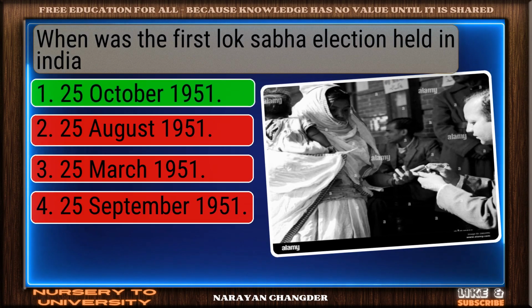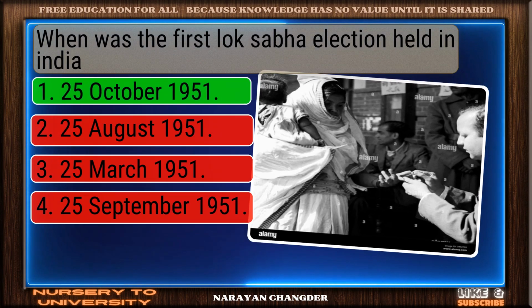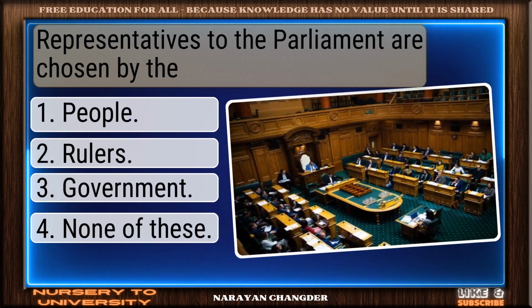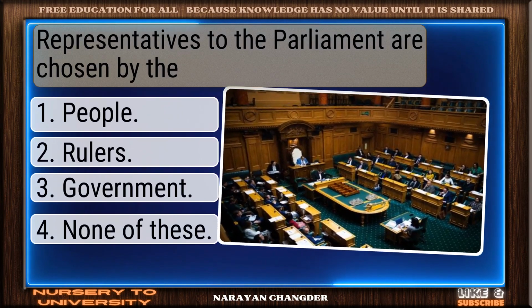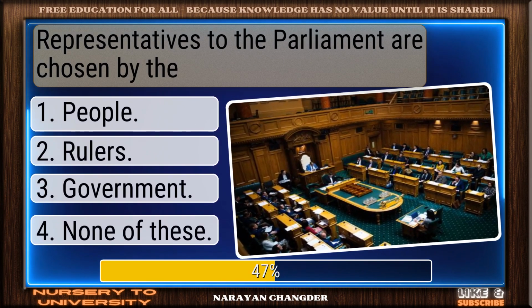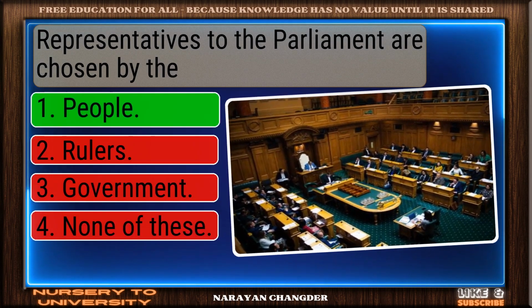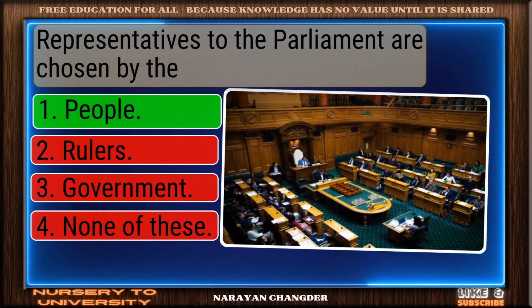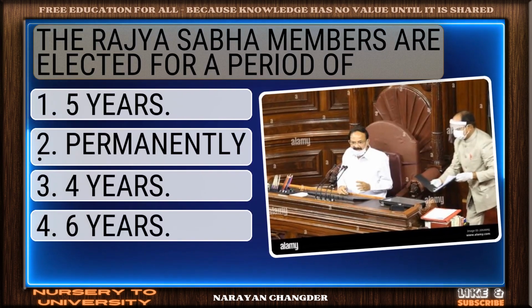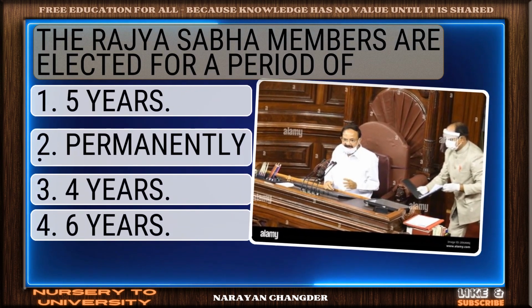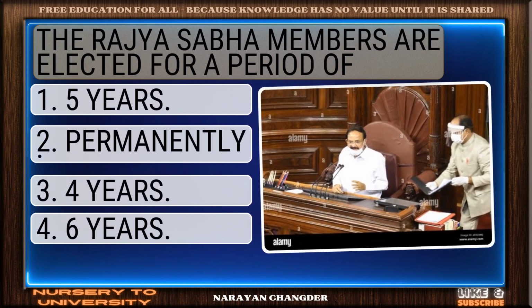Right again. 25 October 1951 is a valid answer. Question number 121. Representatives to the Parliament are chosen by the. Correct. People is the right answer. Question number 122. The Rajya Sabha members are elected for a period of.